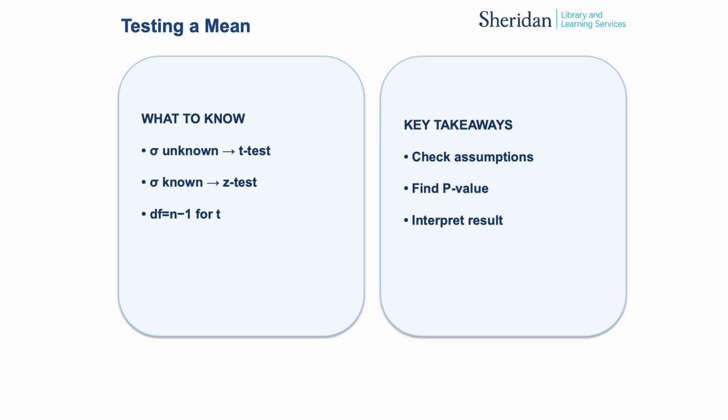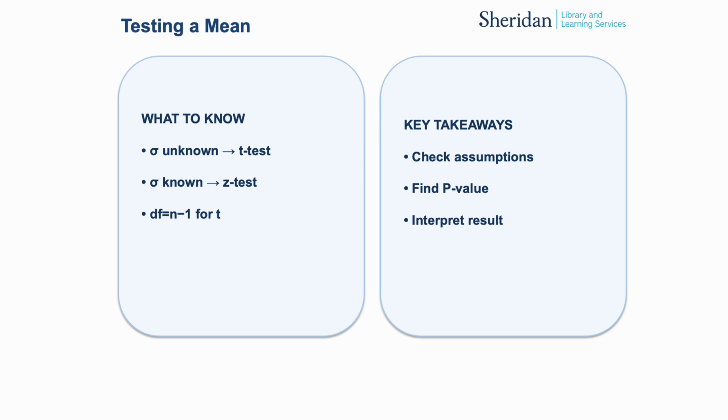Before performing a t-test, make sure the assumptions are satisfied. The sample should be randomly selected. In addition, either the population should be approximately normally distributed, or the sample size should be reasonably large. Once those assumptions are met, the rest of the hypothesis test follows exactly the same workflow we already discussed.